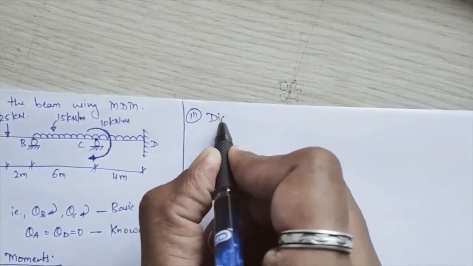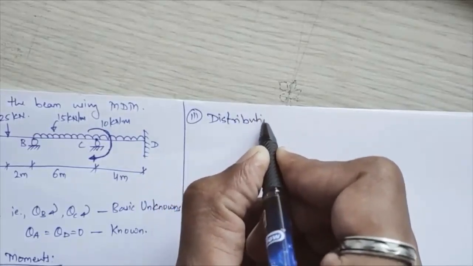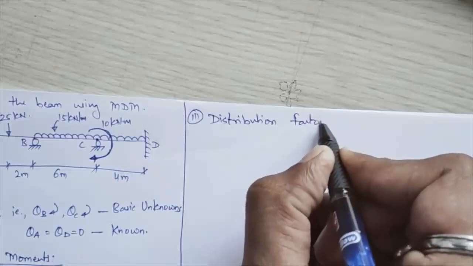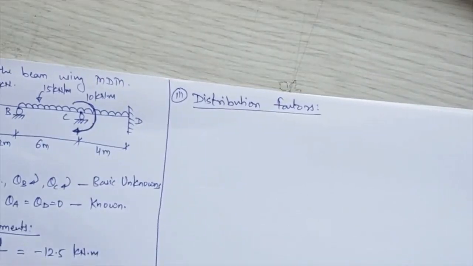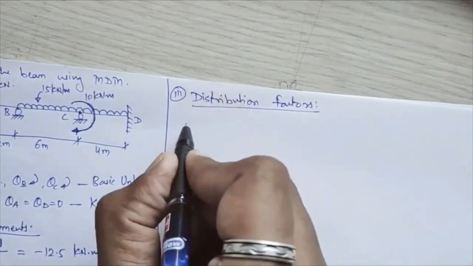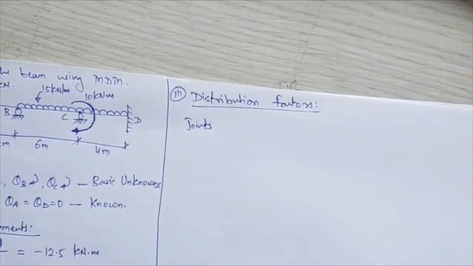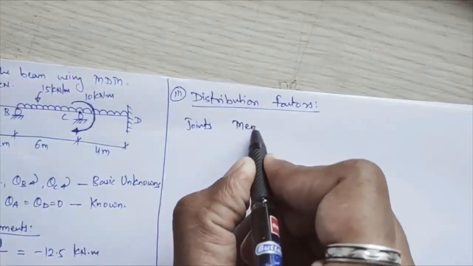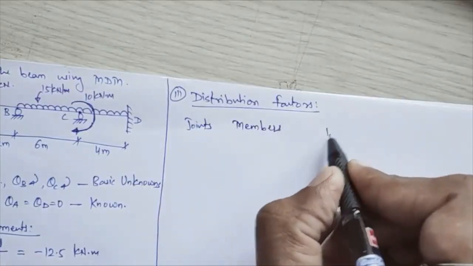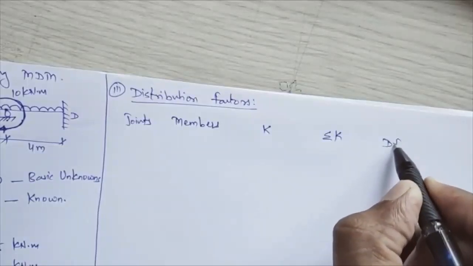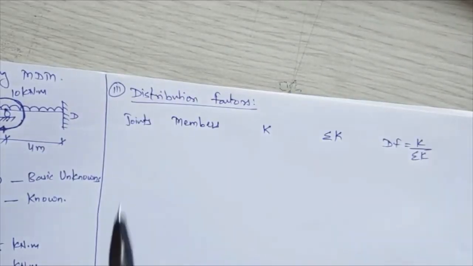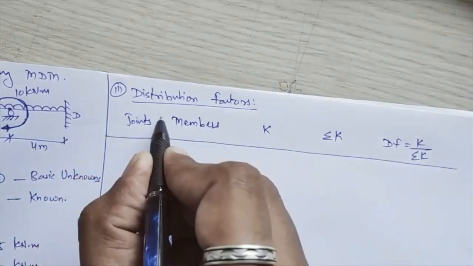Right. Then after this, we'll proceed to step number 3, that is the calculation of distribution factors. The distribution factor, that is DF, you have to calculate. So for DF calculation, we have seen the table. In the table, your first column is joints, after that members meeting at this joint, then relative stiffness K, total stiffness summation of K, and last is DF, which is equal to K upon summation of K. So this constitutes your whole table for calculation of DF.